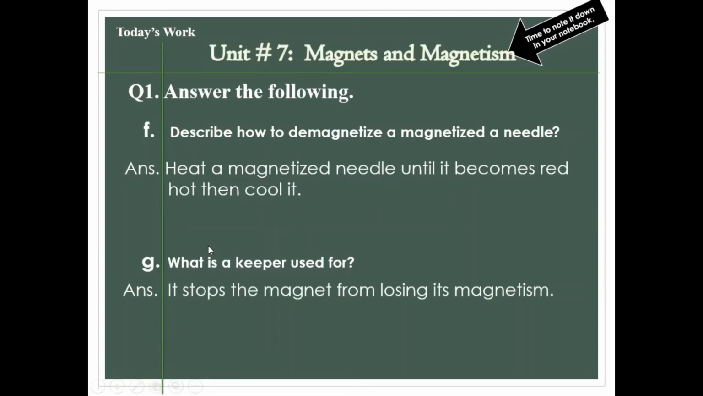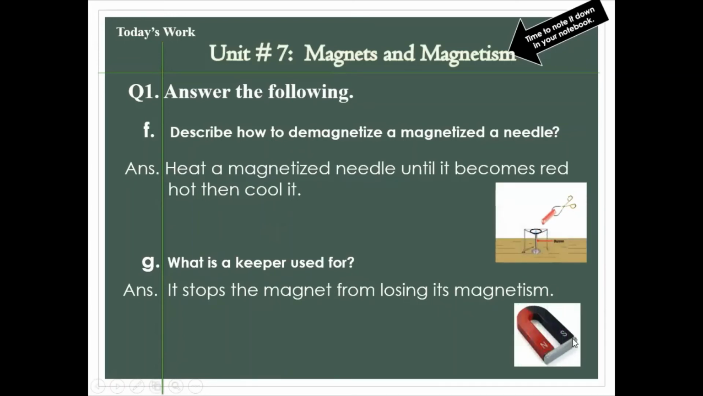What is a keeper used for? It stops the magnet from losing its magnetism. As I can show you in the picture, this is the keeper. It protects the U-shaped or horseshoe magnet from losing its magnetism, the power of the magnet.